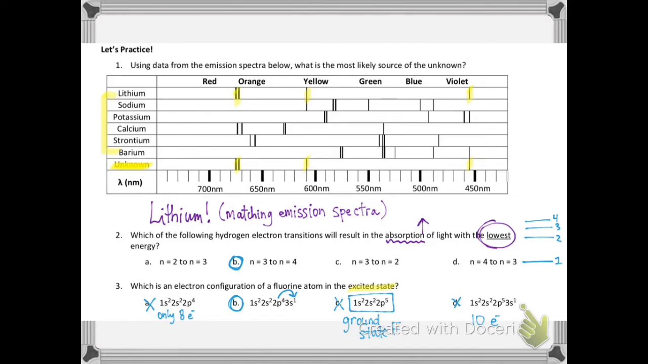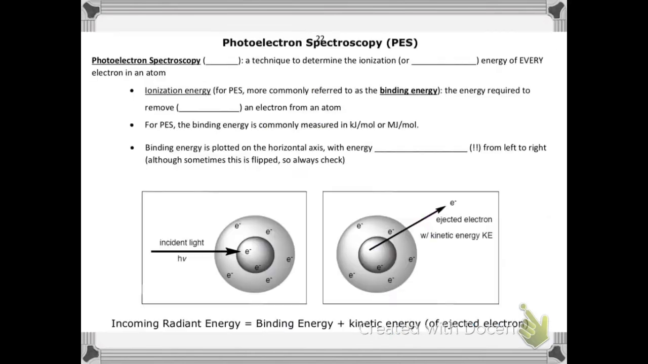All right, we are ready to talk about a new and exciting type of spectroscopy, Photoelectron Spectroscopy, abbreviated PES for short. Photoelectron spectroscopy is a technique we use to determine the ionization energy, sometimes called the binding energy, of every single electron in an atom. You may recall from periodic trends, ionization energy is just the energy required to remove or ionize an electron from an atom. Remember, sometimes in photoelectron spectroscopy they will call it the binding energy, but it means the same thing.